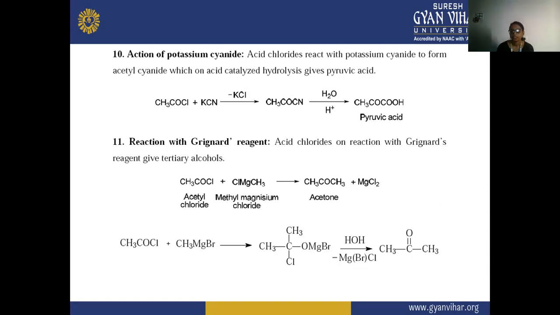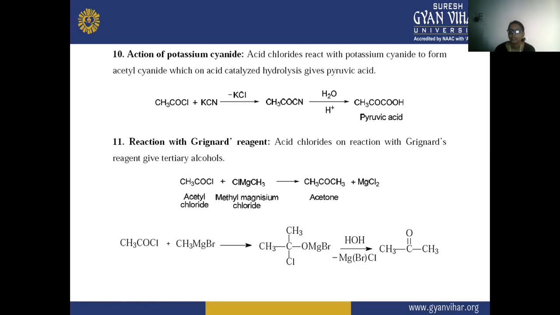So in this case, you can take chlorine, or bromide can also be taken here. So there is acetyl chloride, and this acetyl chloride is reacting with this Grignard reagent, and this Grignard reagent comes from the reaction of the alkyl halide with the magnesium.